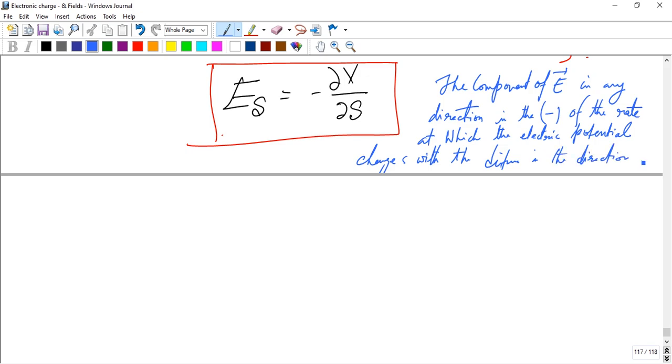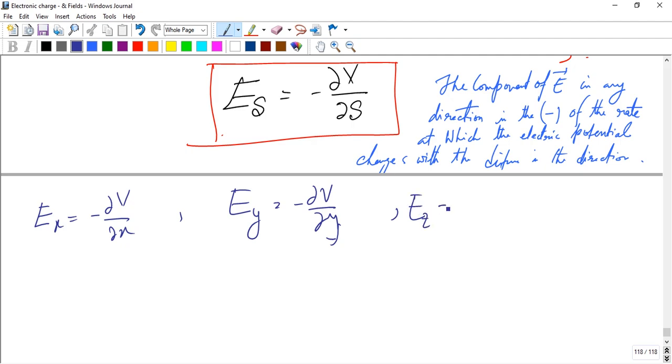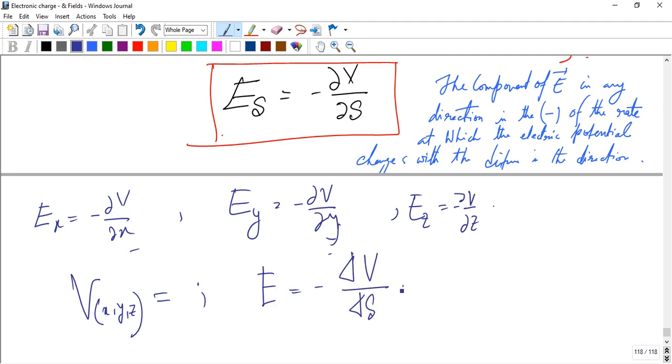Suppose Ex is minus del V by del X, Ey is minus del V by del Y, and Ez is minus del V by del Z, in the X, Y, Z directions, where the potential is V of X, Y, Z. So finally, in representative form, E is equal to minus del V by del S.